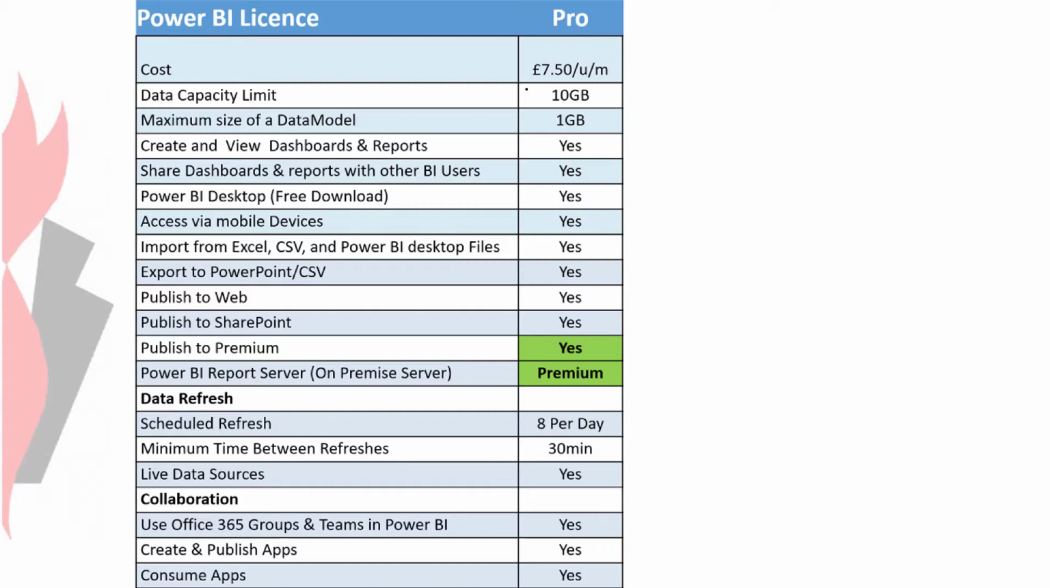As regards data refresh, you get up to 8 data refreshes per day with 30 minutes between refreshes. So these are in-cloud refreshes, usually automated. You get 8 of those per day with up to 30 minutes between refreshes. You get access to live data sources, you can live connect to SQL databases, etc. And you get access to the collaboration elements. You can collaborate with Office 365 groups and teams, etc. in Power BI. You also create and publish apps and consume apps. So that's a Power BI Pro license.